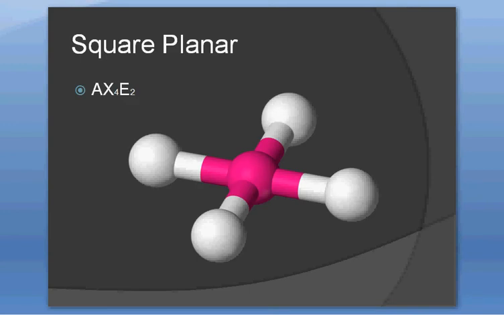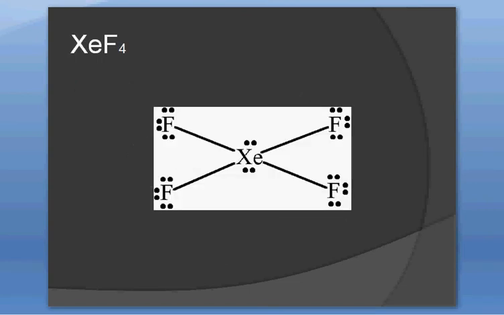The last shape is square planar, AX4E2. An example of this would be xenon tetrafluoride. It has 4 bonding pairs and 2 lone pairs of electrons. Now that is the last shape of the last group for molecular geometry.